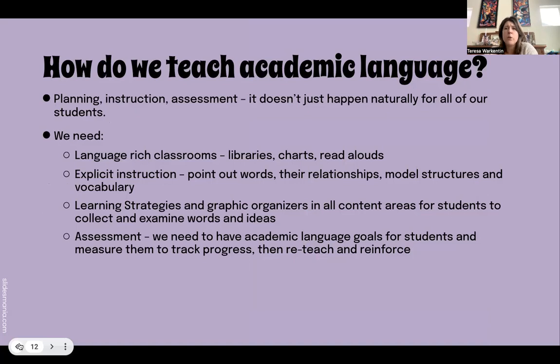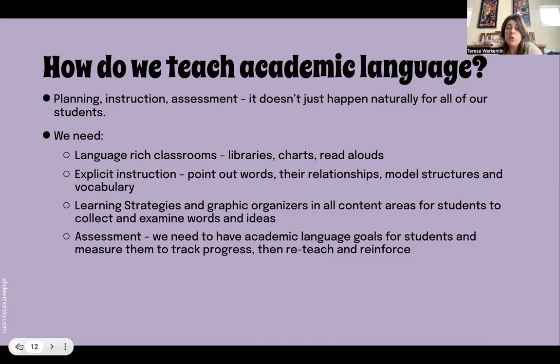So how do we teach it? What do we do? What are the methods? Planning, instruction, assessment. Planning, instruction, assessment. It doesn't happen naturally. We have to plan it, teach it, and assess it. We do need language-rich classrooms for exposure, library, charts, read-alouds, but learning will not happen by osmosis. We have to do explicit instruction. We have to point out the words, their relationships, and model structure and vocabulary for our students.